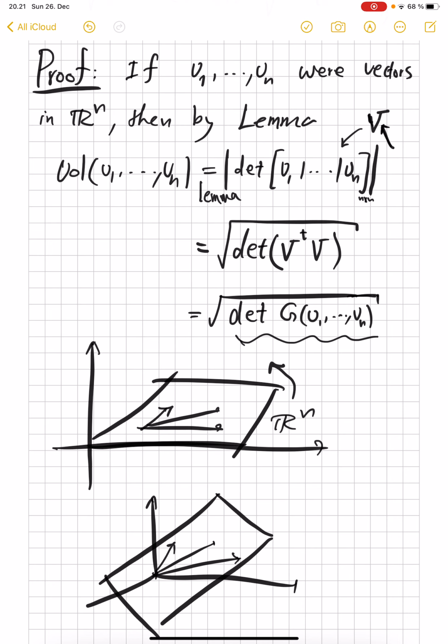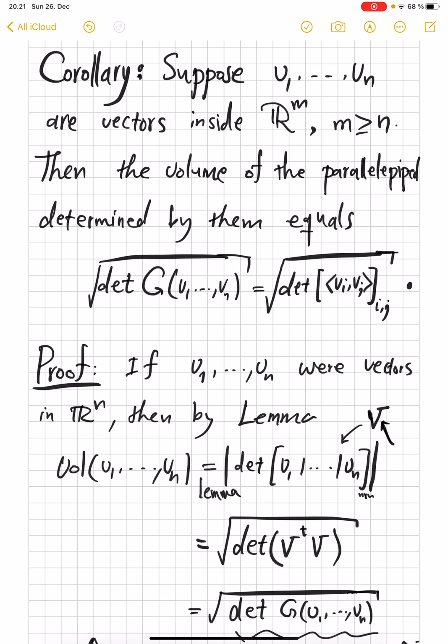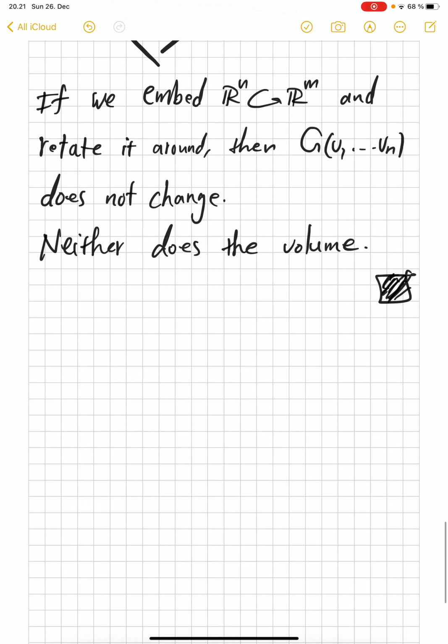Okay, so that's the magical thing about Gram determinants, and then the corollary is proven. So if you take fewer vectors than the full dimension, you can still talk about their volume by the use of this magical Gram determinant thing. And that completes our list of tools needed to prove our theorem.